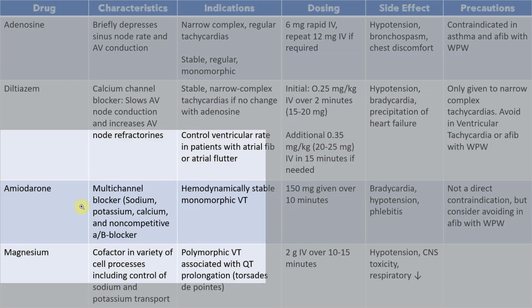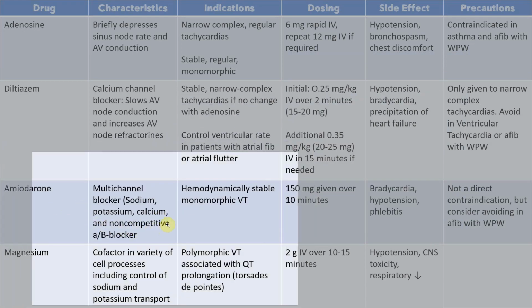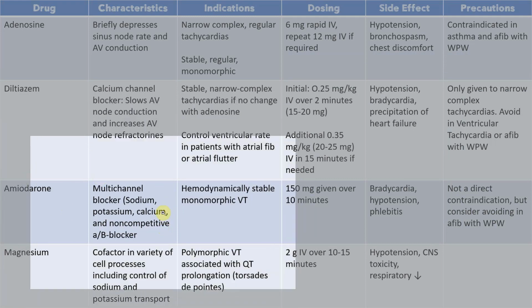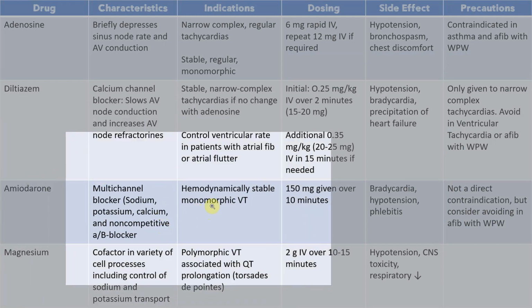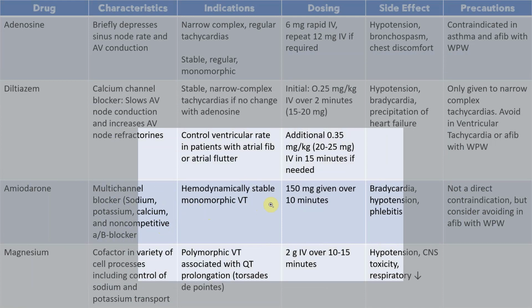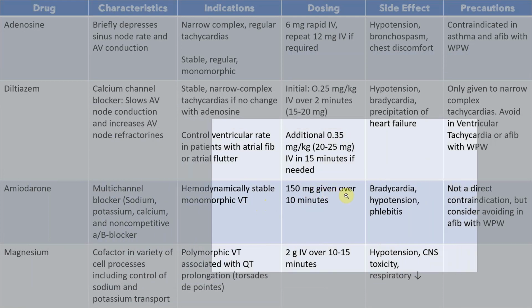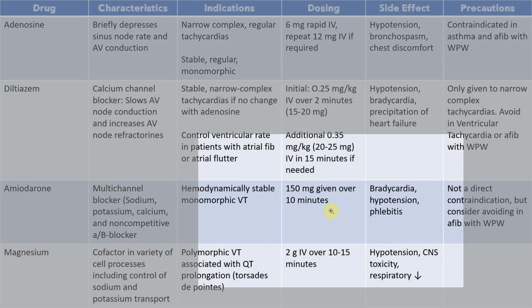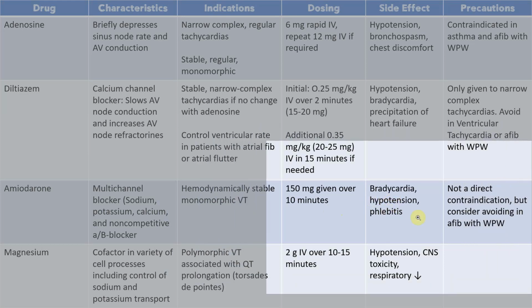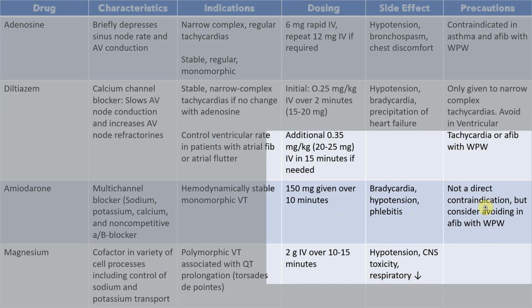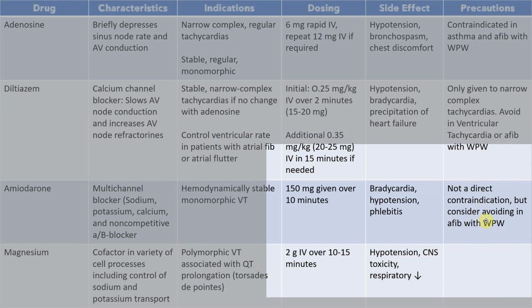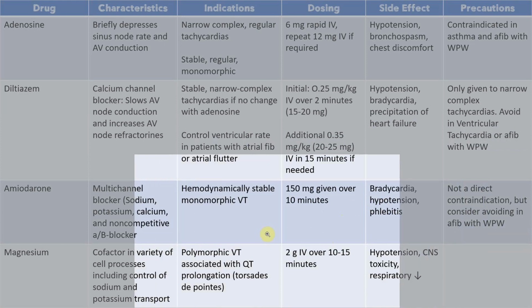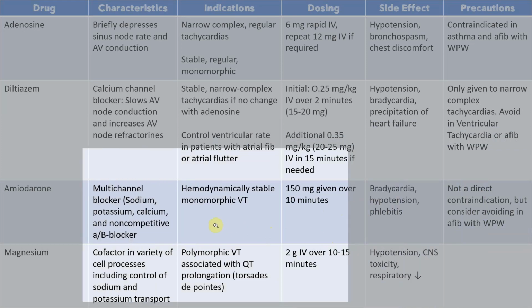Amiodarone is a class everything blocker. So it does all of these things. We give it to regular wide complex tachycardias, and it's 150 milligrams given over 10 minutes. It can cause bradycardia, hypotension. There is not a direct contraindication, but you still want to avoid giving it in AFib with WPW. Why? Because it can still block conduction through the AV node.